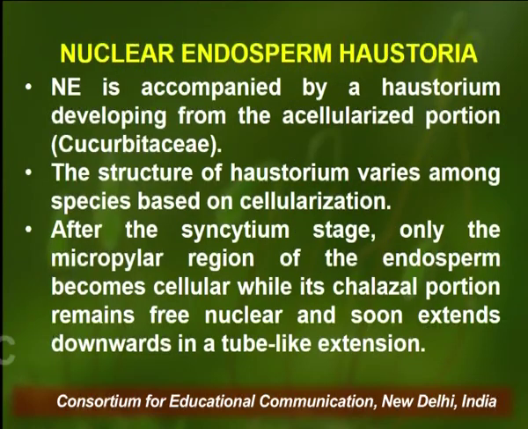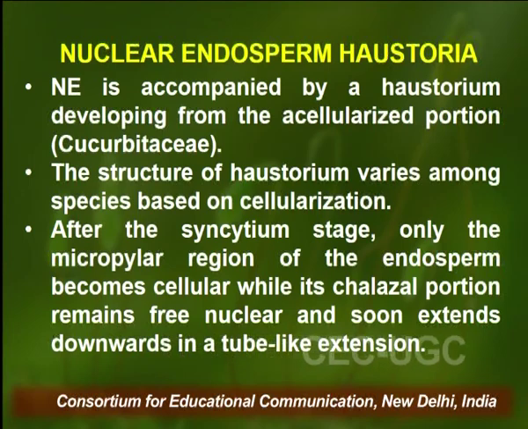In certain species, the nuclear endosperm is also accompanied by Haustorium formation, and this Haustorium develops from the acellularized portion, that is that portion which is not cellularized. It is commonly seen in Cucurbitaceae. The structure of Haustorium varies among species based on cellularization. In some the cellularization is less, whereas in others cellularization is more.